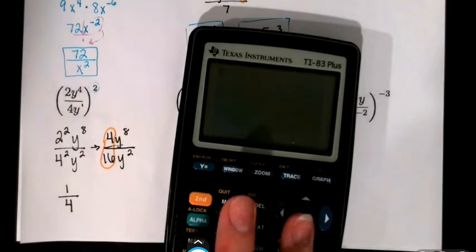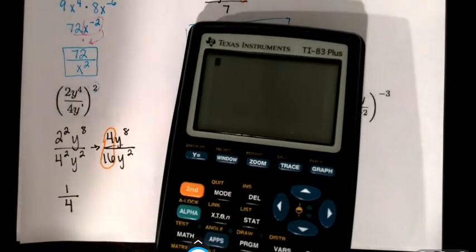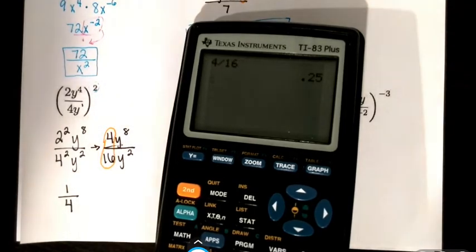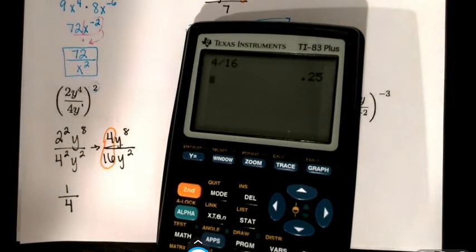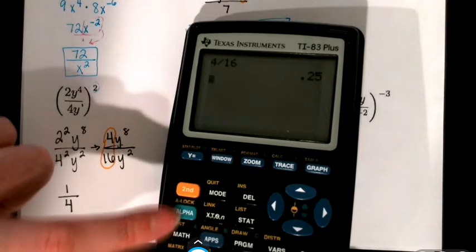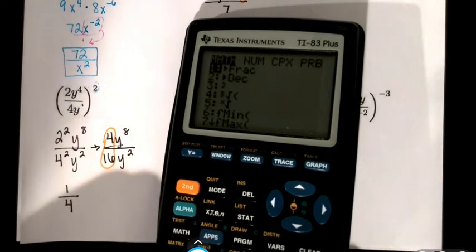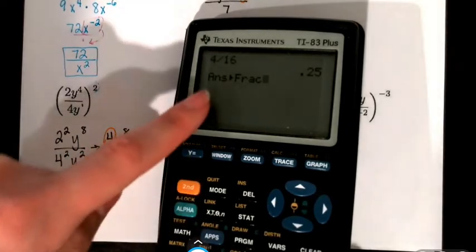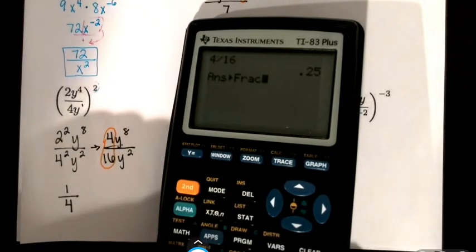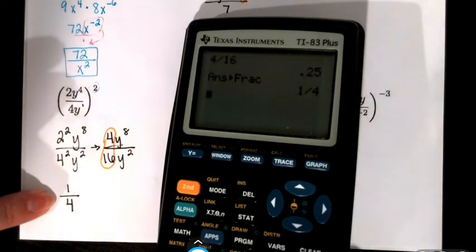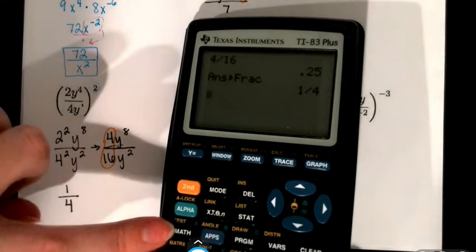Another way you can do it in your calculator is if we type in 4 divided by 16, we get a decimal. If I want to change that back into a fraction, I'm going to hit my math button, which is under my alpha, and I want option 1, which is already highlighted, so I hit enter, and I'm changing my previous answer, so my 0.25 into a fraction, and I get 1 over 4, which is what I got here. So math, enter, enter.